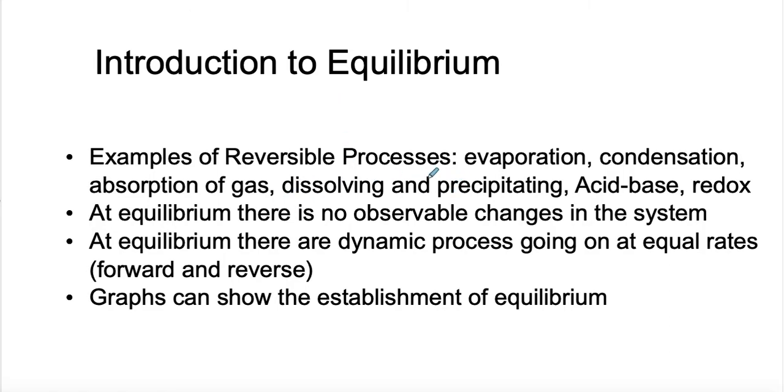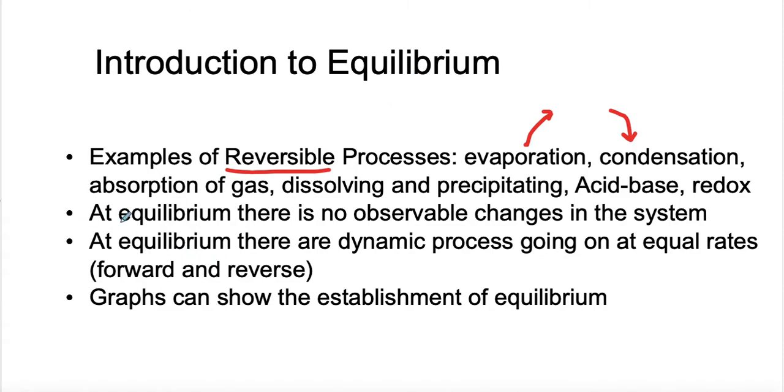Just some examples of things that follow equilibrium. If it's reversible, there's evaporation. Things can evaporate, and then they can condense. That is a reversible reaction. Gases can get absorbed, and then they can get released into a liquid. Things can dissolve, and then they can precipitate. So you can reverse that. Acids and bases, especially weak acids and weak bases, are reversible. Redox reactions can be reversible. And so these are all examples of reversible reactions that lead towards an equilibrium.